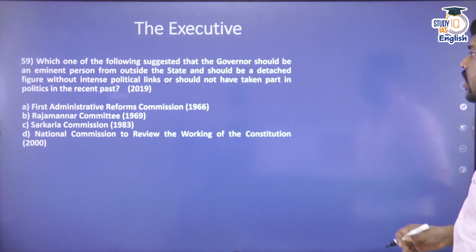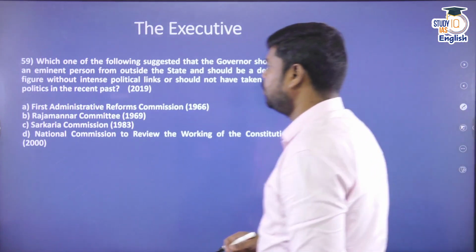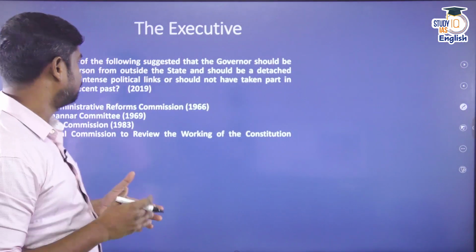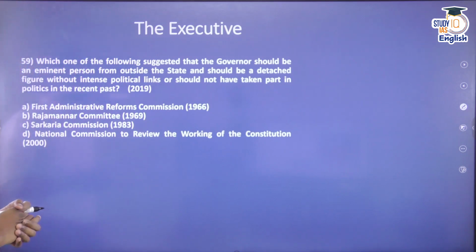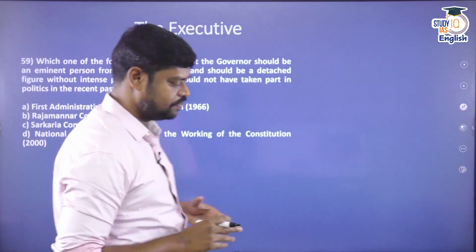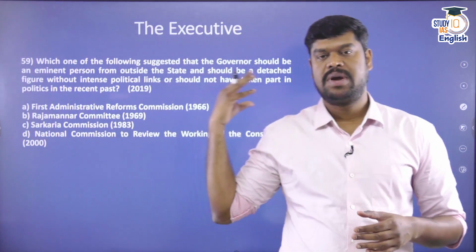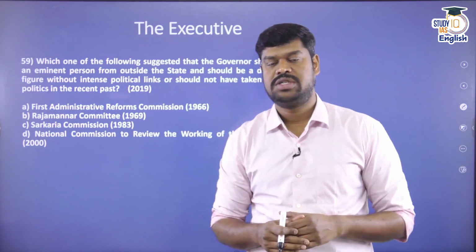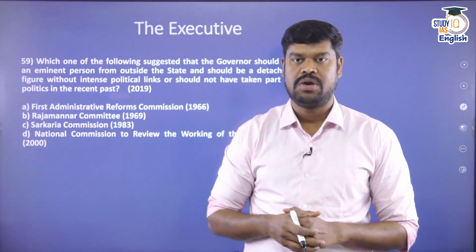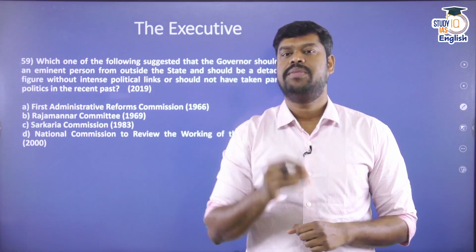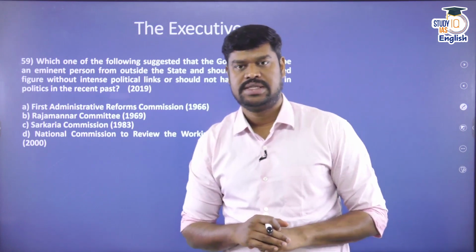Which one of the following suggested that the governor should be an eminent person from outside the state and should be a detached figure without intense political links and should not have taken part in the politics in the recent past? So please understand, now there is a question on the governor. Earlier you have seen a question on the Attorney General. Before that there was a question on the Council of Ministers. So these are all very, very important topics for the preliminary examination.